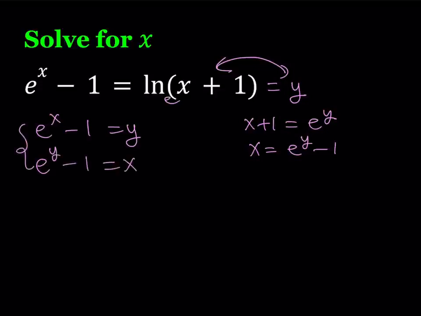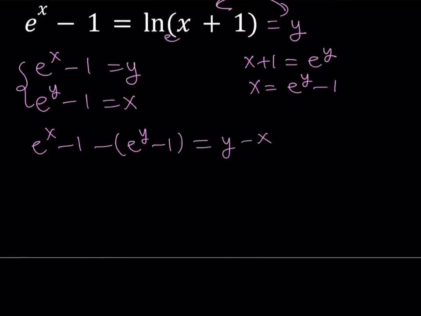So this basically gives us a system of equations which we can solve. In order to solve this system of equations, I'm going to do the following. And after this method, I'm also going to be presenting an alternative way to approach this problem. So now I'm going to subtract both equations. So e to the power x minus 1 minus e to the power y minus 1 equals y minus x. The negative ones cancel out, leaving us with e to the power x minus e to the power y equals y minus x.